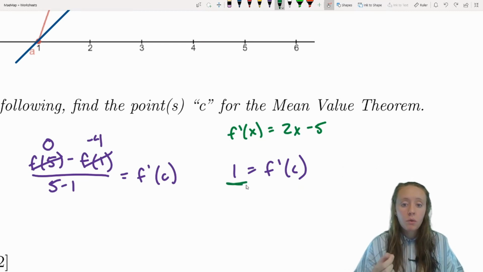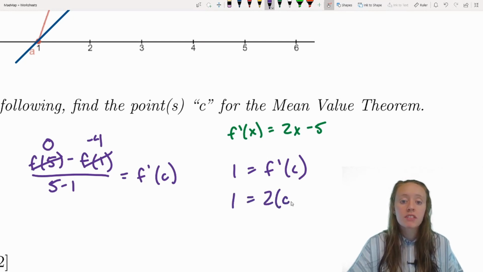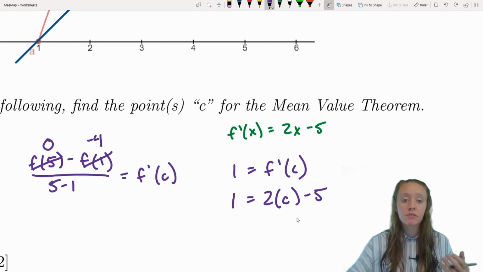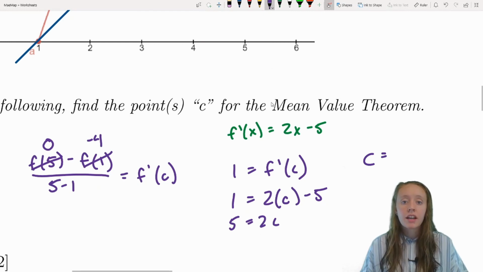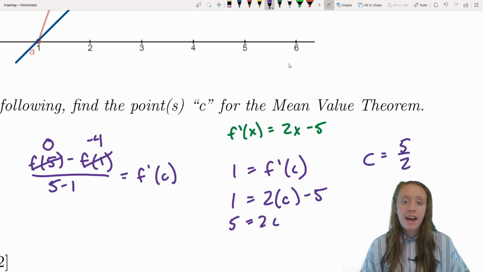So I just need to see when 2x minus 5, if that's my derivative function, when does that equal 1? So I'm going to have 1 equals 2 times my point c minus 5, because remember, I'm solving for that c value. Or you could leave this as x if you felt like it. I'm just going to use the variable c since that's how it fits with the formula. So solving for c, I'll add 5 to the other side, so 5 equals 2c. And if I divide by 2, that means c is going to equal 5 halves.